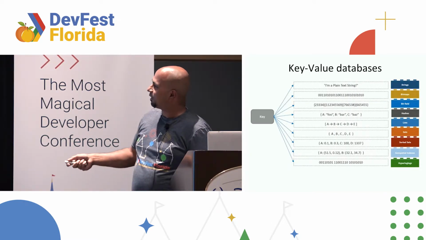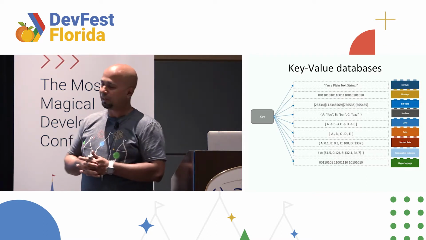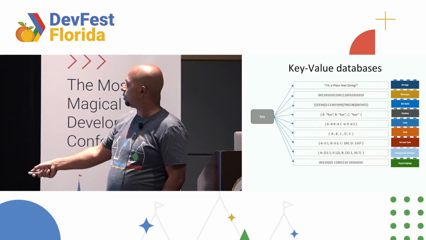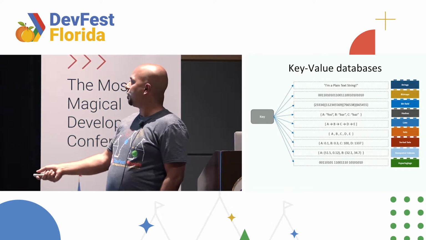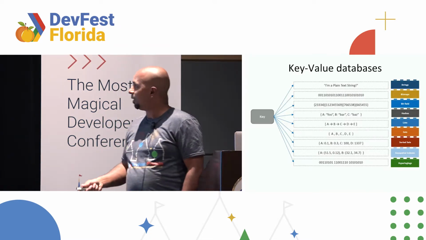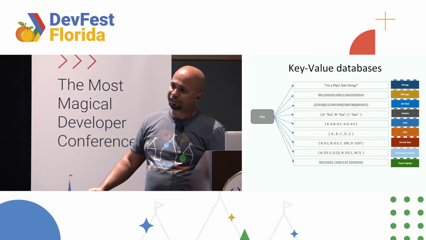Key-value databases, it's a simple hash table type structure, key-value pair type structure. So you can store strings, you can store geospatial indexes, you can store numbers, you can store bitmaps. So key-value databases are the simplest form of database. Redis is a great example of this.